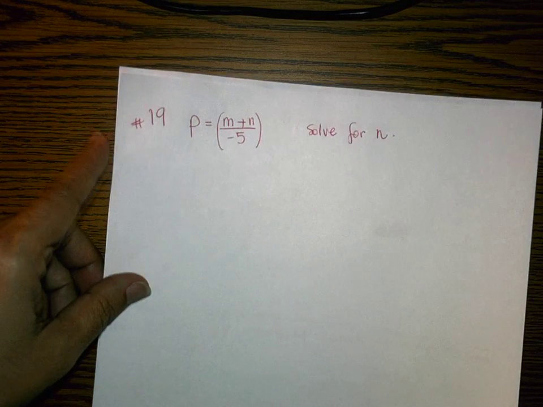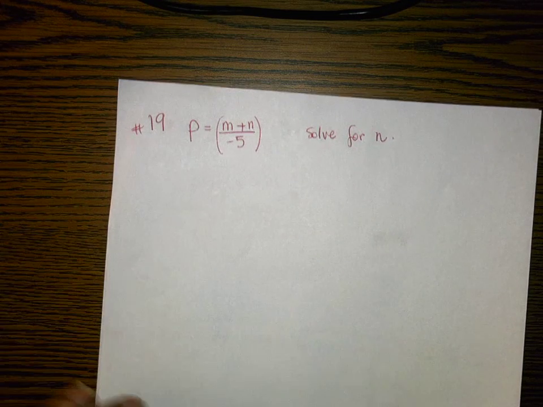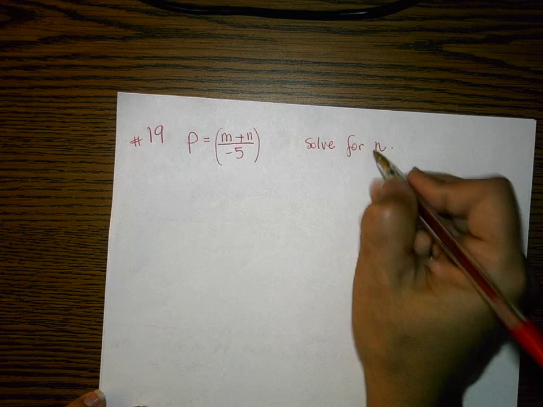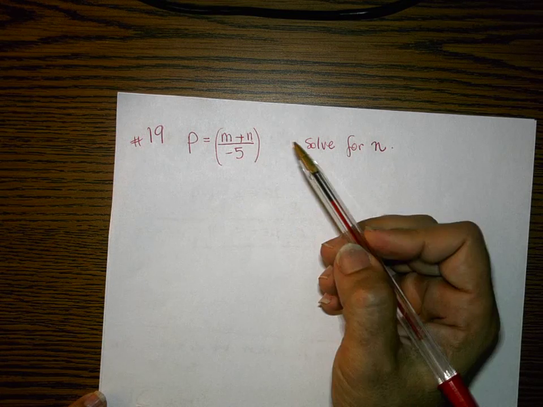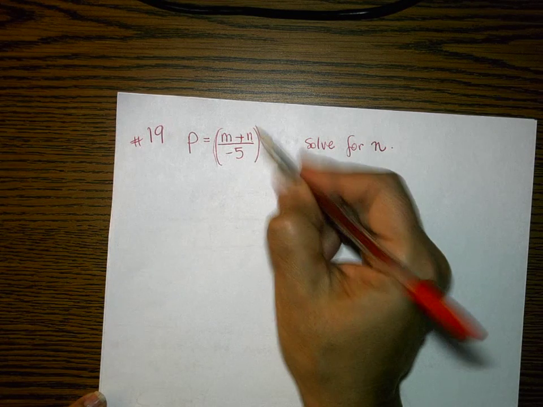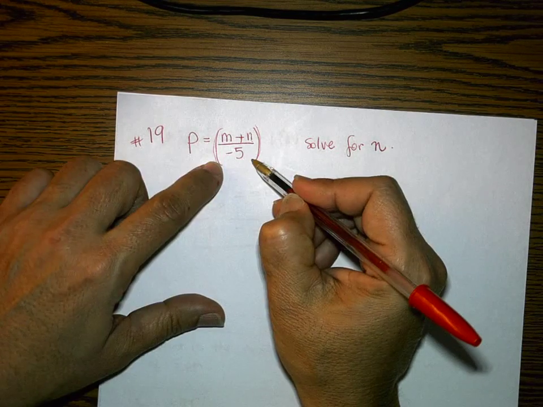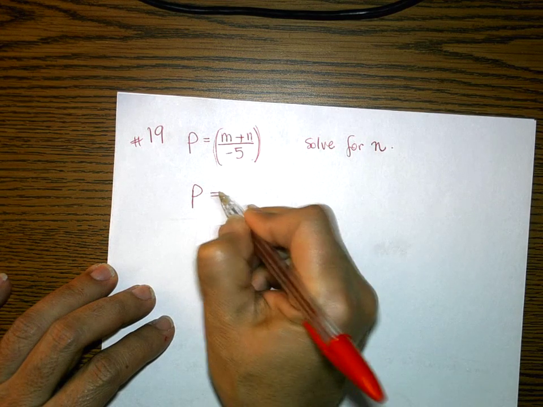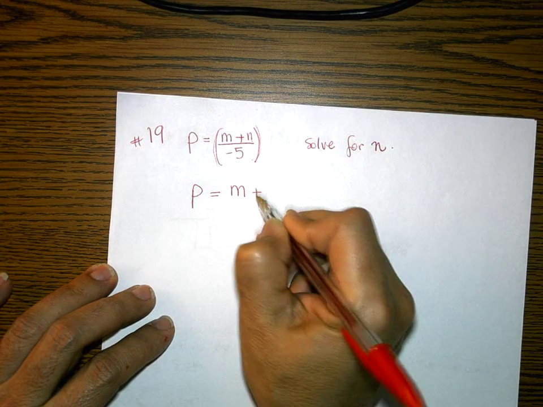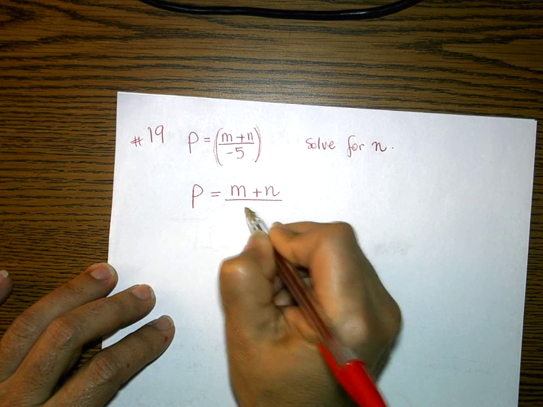Oh, I have one more right here. There's one more question I want to cover. The last one is number 19. They're asking us to solve for the letter n. And there we go, there's the letter n. They put parentheses over here just to say this is a group of values, but I can remove them. I can rewrite it as p equals m plus n, divided by -5.